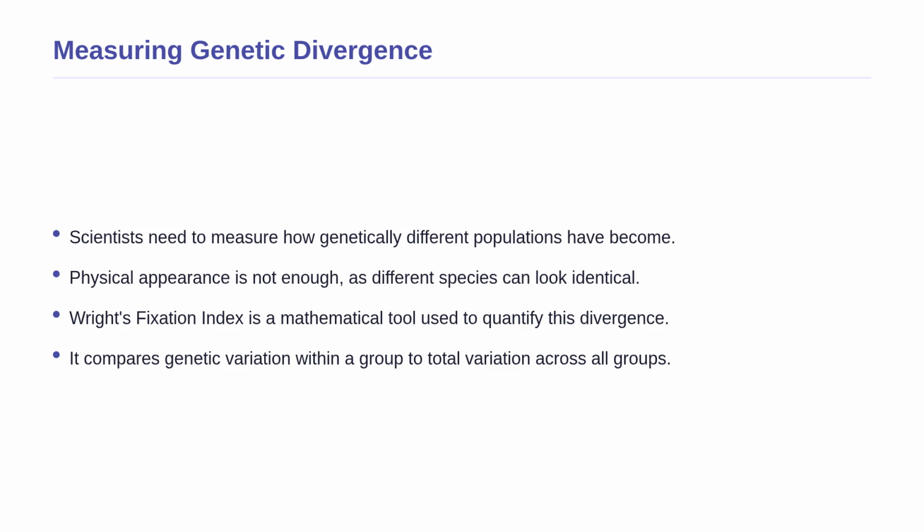To do this, we use a mathematical tool called Wright's Fixation Index. This index compares the genetic variation within a single group to the total genetic variation across all groups combined, allowing us to quantify exactly how far along the path of speciation two populations are.